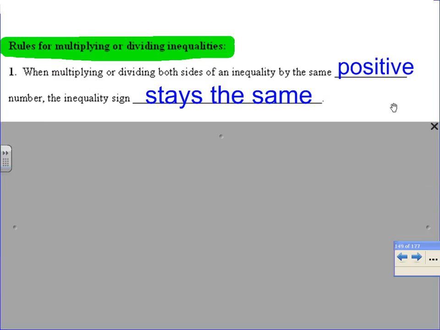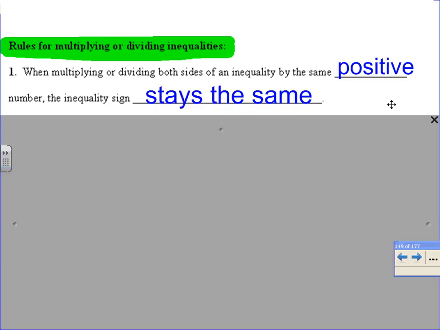First thing we need to talk about is what the rules are. So here's the first rule, which is basically what we already know. When we multiply or divide both sides of an inequality by the same positive number, nothing's going to happen. The inequality sign is going to stay the same. So when you multiply or divide by a positive number, nothing happens. It stays the same. So that's the boring part. Sean? Yep.